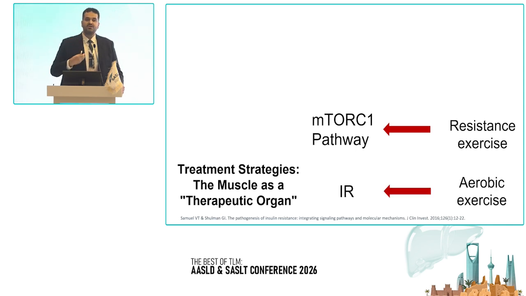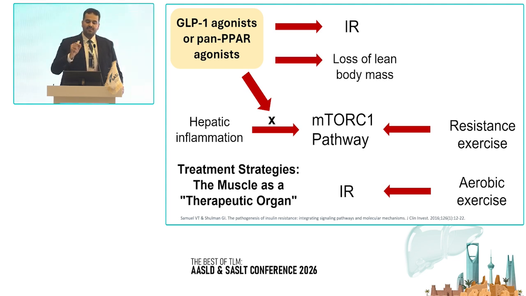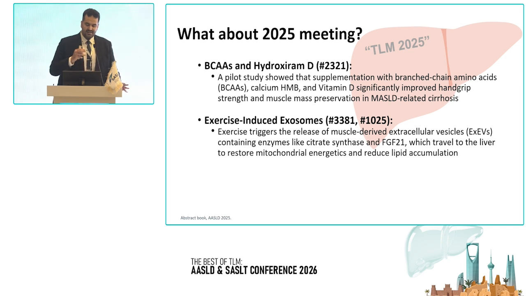When you encourage the aerobic exercise, you are improving insulin resistance. You have some pharmacological interventions. They can try to remove the brake in the mTORC pathway by reducing the hepatic inflammation. And they also decrease the insulin resistance, but namely GLPs can result in the loss of lean body mass, and this can be antagonized by increasing protein intake besides encouraging the resistance exercise.